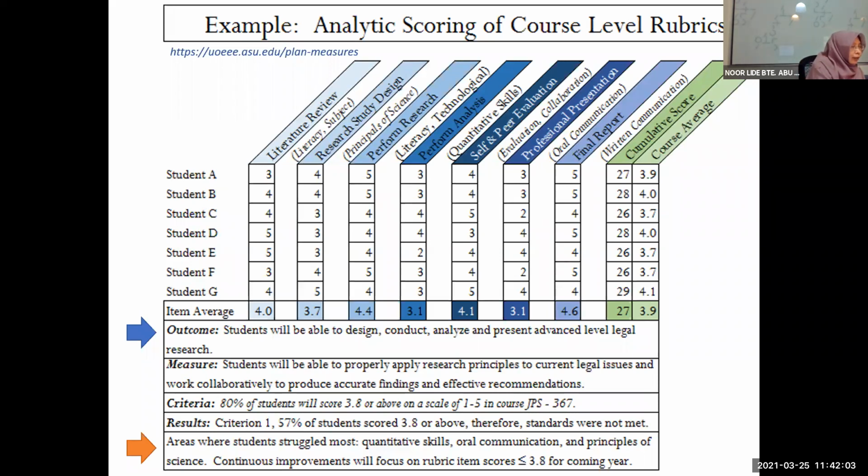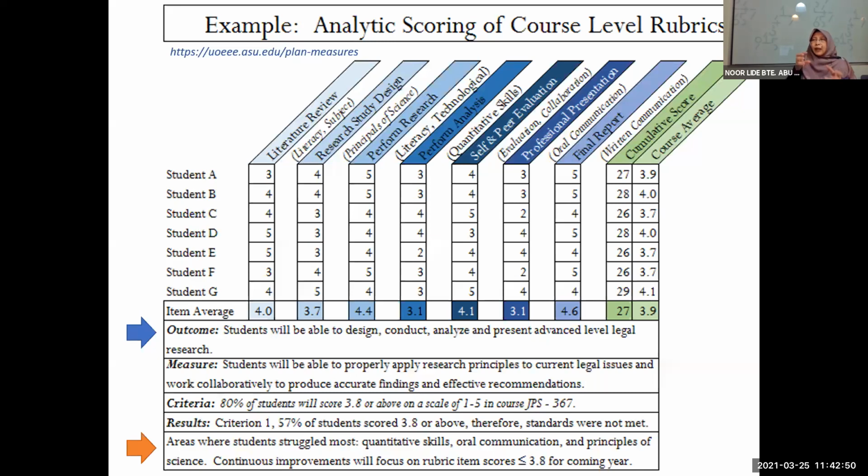And if you look at the bottom here, it says areas where students struggle most. If you look at the score, you see the lowest score is about performing analysis. It's about professional presentation, and it's also about research study. So it's about quantitative skills, oral communication, and some principles of science. These are elements that the students need to work on. So maybe for the next semester or the next year, the lecturer can focus on these elements.